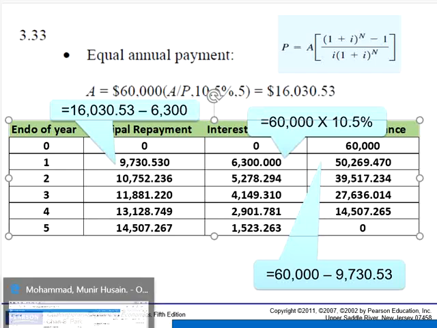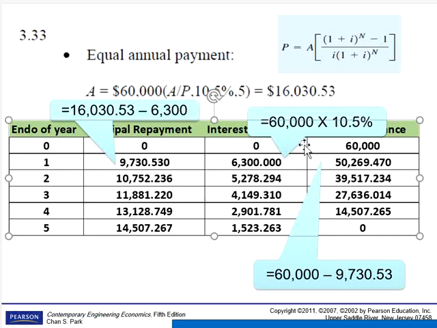Okay, I'll repeat again. First you need to calculate this amount, which is 10.5% of your balance. Once you know this, subtract it from our installment amount, which is 16,030 minus this one. So now you clear these two columns. In the last column, which is our balance, how much have we paid? We paid 60,000 minus 9,730. So out of 60,000 we already paid 9,730, and this is what we are left with.